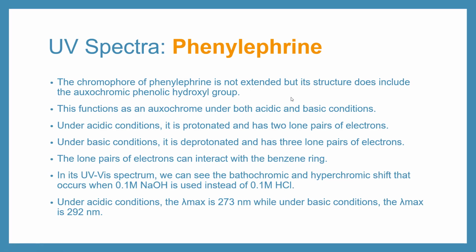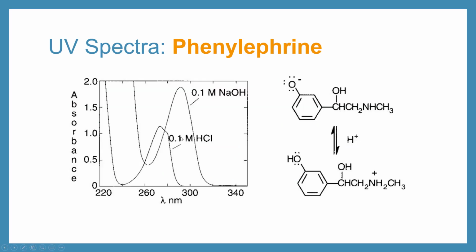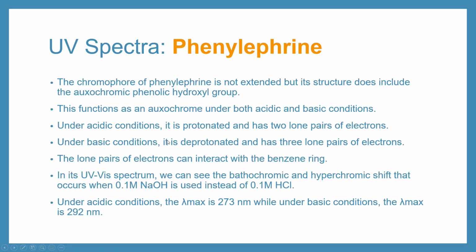And these lone pairs can interact with the benzene ring. In its UV spectrum, we can see the bathochromic and hyperchromic shift that occurs when 0.1 molar NaOH is used. Bathochromic means we're getting a shift to the red region, and we're also getting an increase in absorption, so that is our hyperchromic shift. Under acidic conditions, we have a lambda max of 273 nanometers, while under basic conditions, it's 292. So we can see that it does have a very real impact. And this is something that we will see in the lab next week.